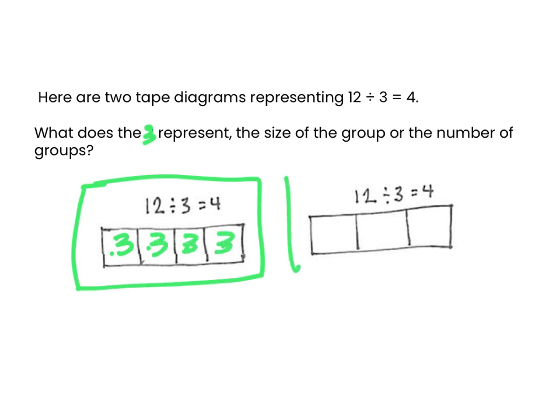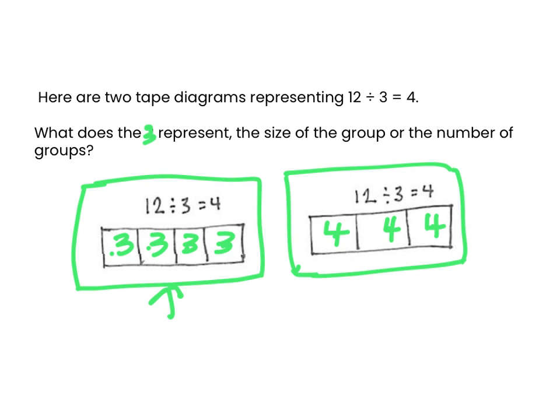On the second one, 12 divided by 3 equals 4 again. We have 3, so that tells us the number of groups, and the size of those groups is 4. There are 3 groups of 4. So this previous one was 4 groups of 3. This one, 3 groups of 4.